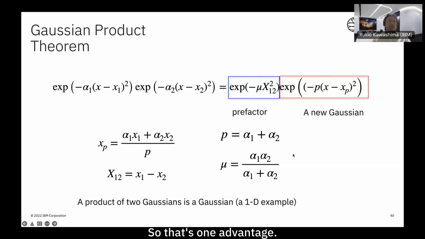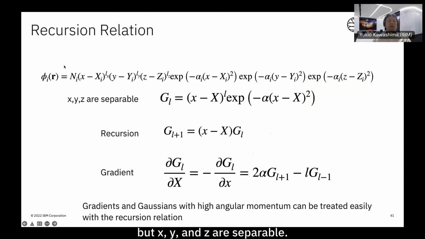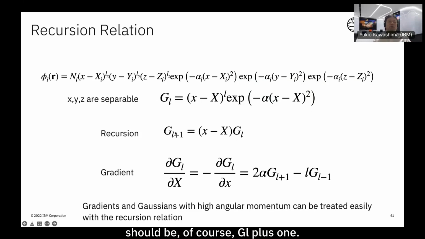So that's one advantage. And the second advantage is the recursion relation. So here's a general form of the Gaussian function, but x, y, and z are separable. So why don't we just focus on x? So x is a form like this. So of course, by definition, this is quite obvious. So GL times x minus x should be, of course, GL plus 1.